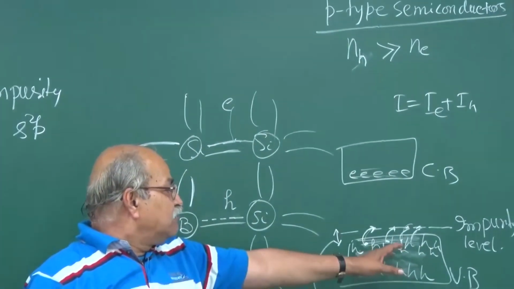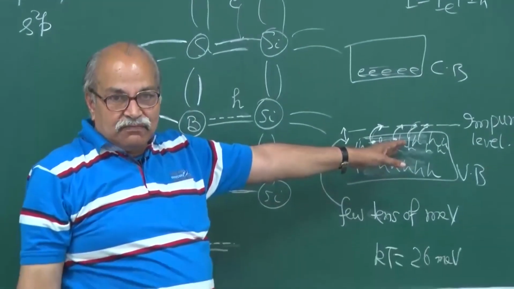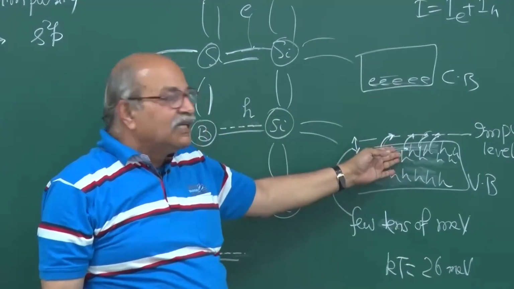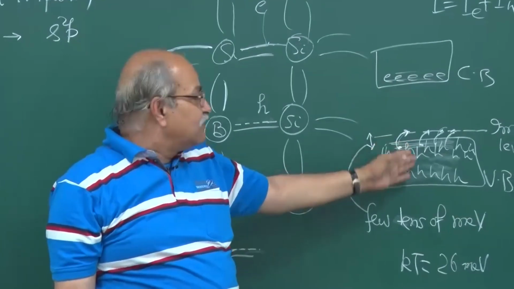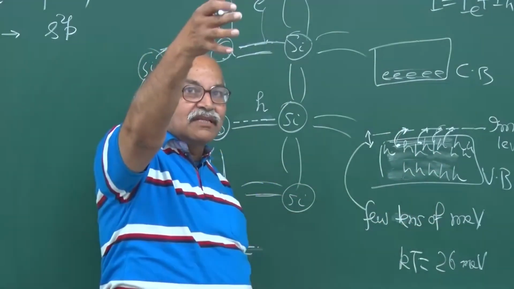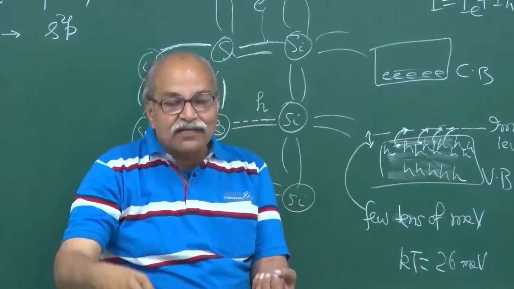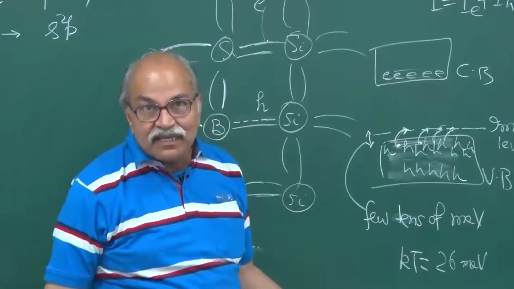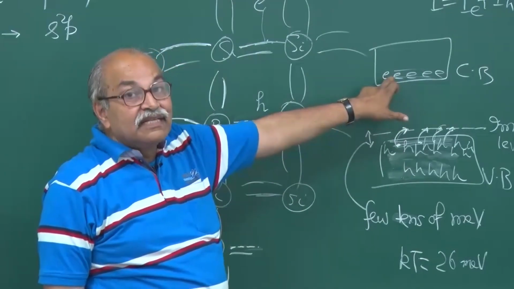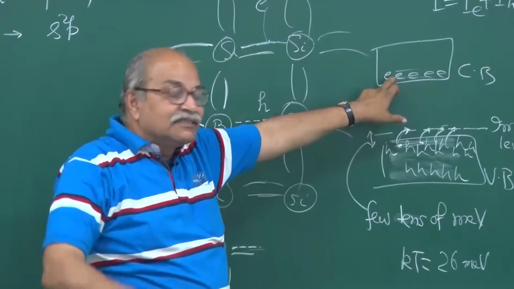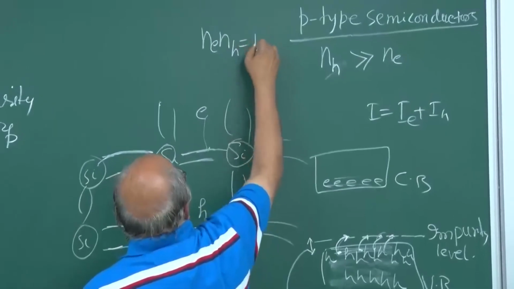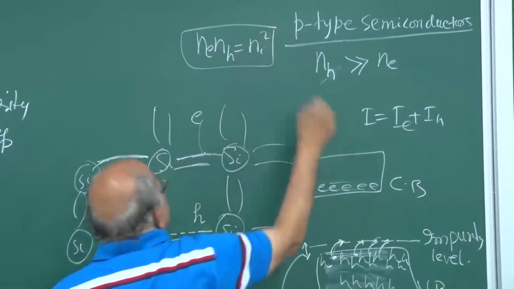Once again, if the number of holes is much larger here, then the probability of an electron coming and falling into some hole will increase. If you have fewer holes, there is some probability, but if there are too many holes, the probability of an electron falling into this hole or that hole will be much larger. And therefore, through recombinations, the number of electrons will reduce from intrinsic. So that same equation will hold: Ne times Nh is equal to Ni squared. That holds here also.